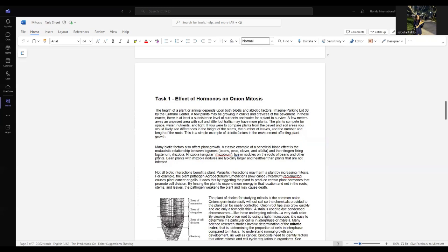Okay. And then when you look at the actual onion root tip that was just grown in water under the microscope, you should see the majority of those cells in interphase. So you won't be able to differentiate what steps of mitosis it's in. Okay, so I'm going to go share my screen and show you guys a few pictures.